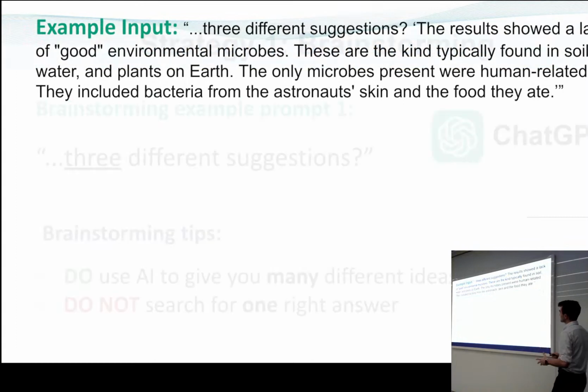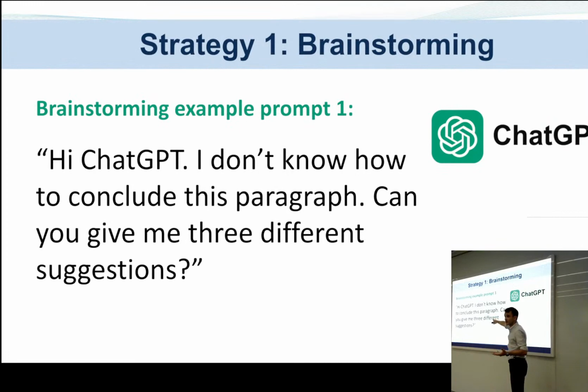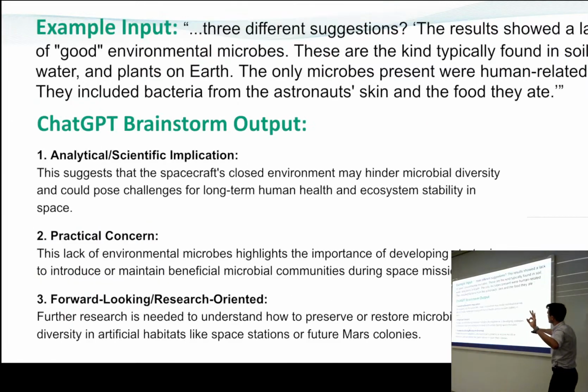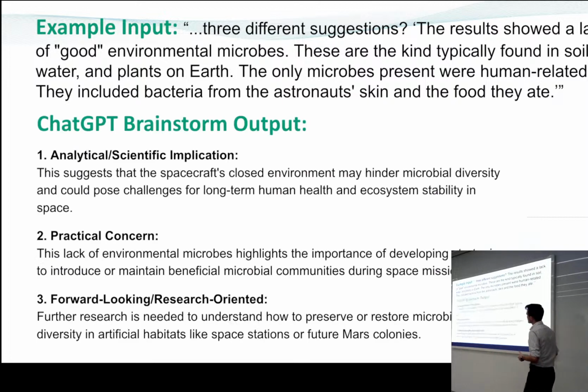Here's a bigger example. So before we said, I'm just going to back up: I don't know how to conclude this paragraph. 3 examples, right? So here's a bigger thing. I don't know how to conclude this paragraph. Can you please give me 3 different suggestions? The results showed a lack of good environmental microbes. These are the kind that are typically found in soil, water, and plants on Earth. The only microbes present were human-related. They included bacteria from the astronaut's skin and food they ate. So it's a space microbiology text, right? We want 3 different suggestions.